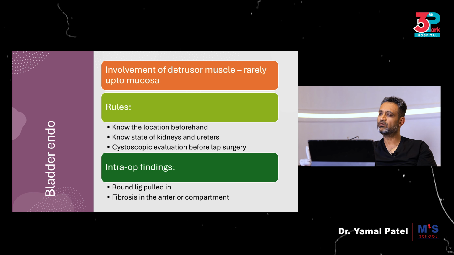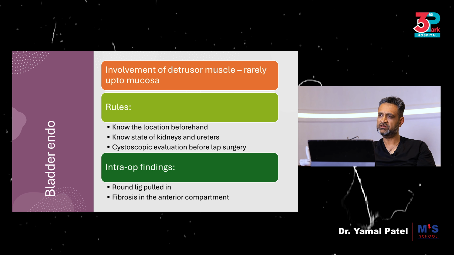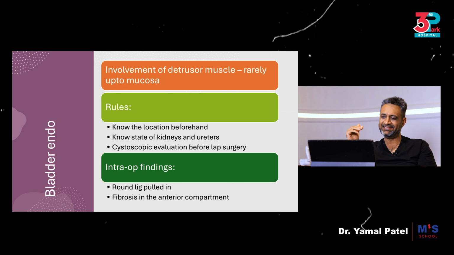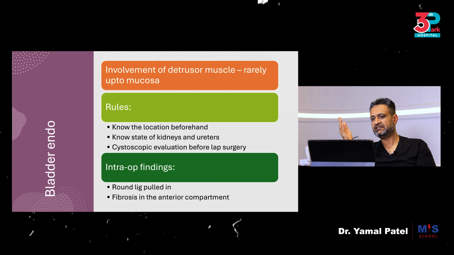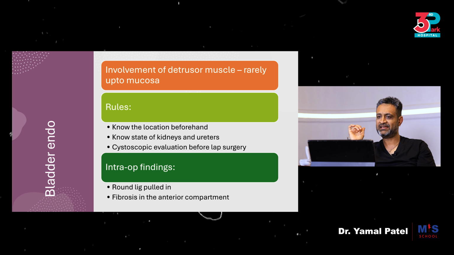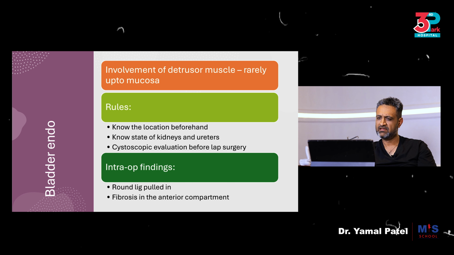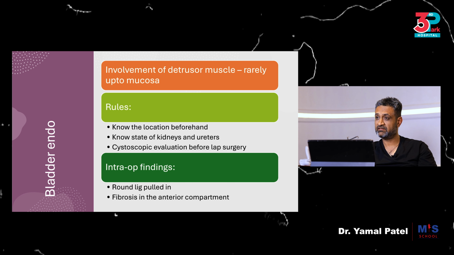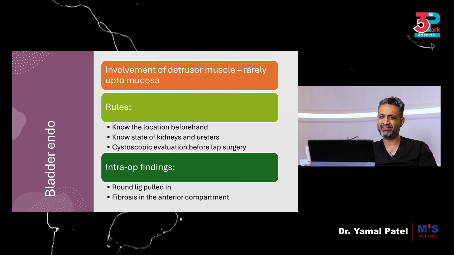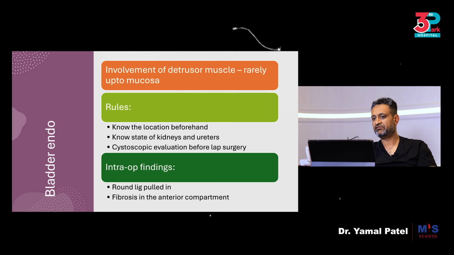So that is okay. So you have to ensure that there's some infiltration into the bladder muscle and occasionally up to the mucosa. The rules: know the location beforehand, so have a good assessment beforehand. Is it at the dome? How close is it from the trigone? Very important to understand before you start tackling such endometriosis lesions. Know the state of the kidneys and the ureters. Ensure that you don't have a hydroureter or hydronephrosis.